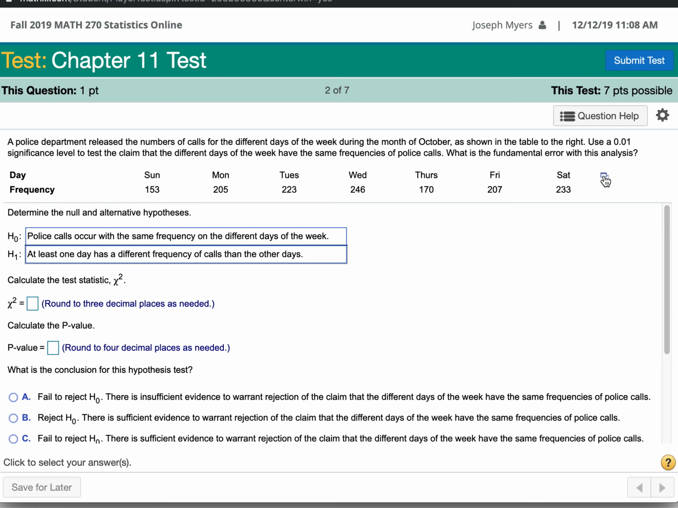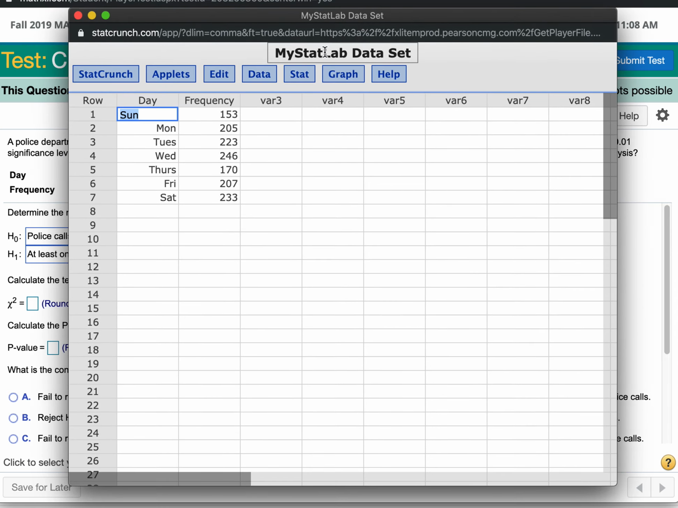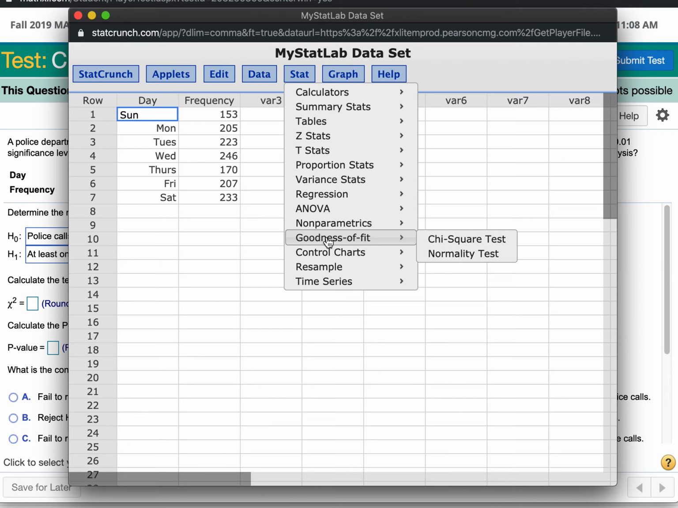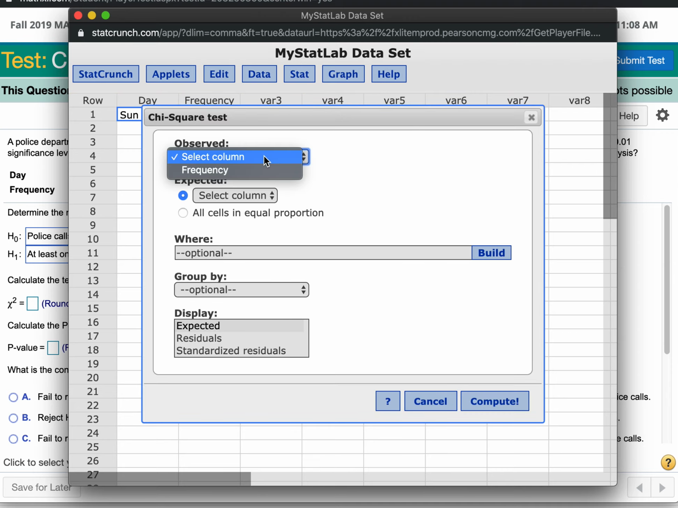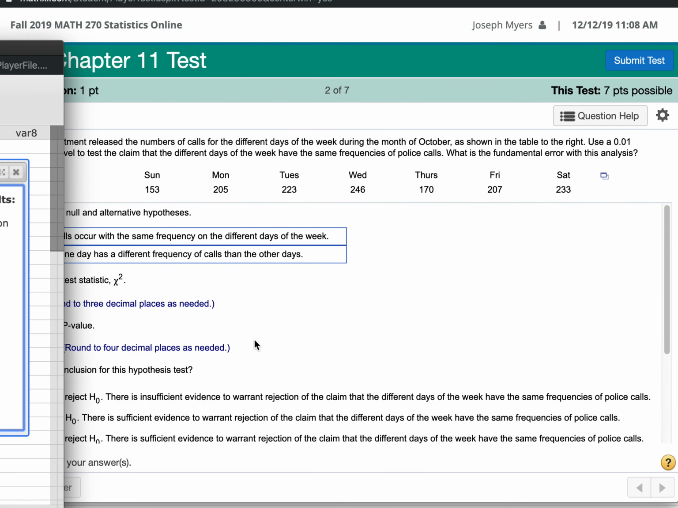So to do this, we'll click on Open in StatCrunch and click on Stats, Goodness of Fit, chi-square test, select the observed column and frequency, and click all cells in equal proportion because we're testing to see if the calls happen with the same proportion or frequency on each day of the week. And we get a chi-square value of 32.7418 and a p-value that's less than 0.0001.